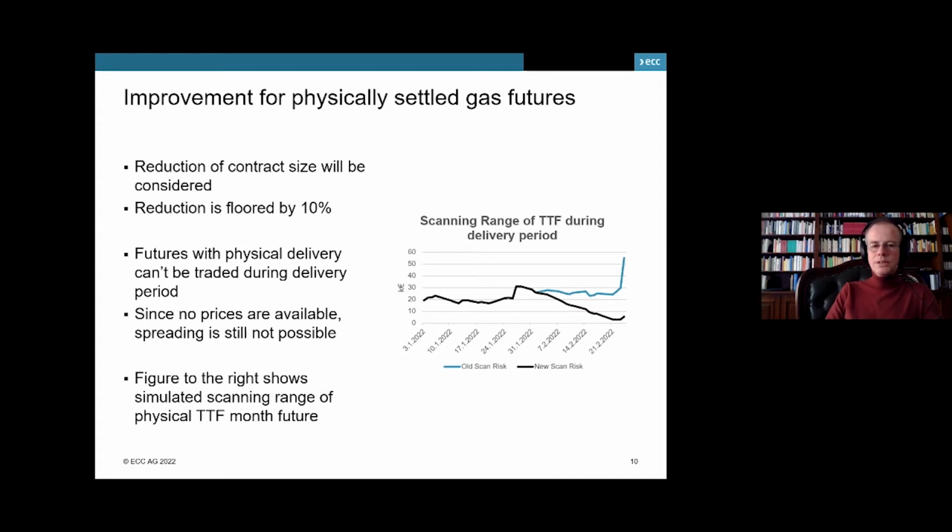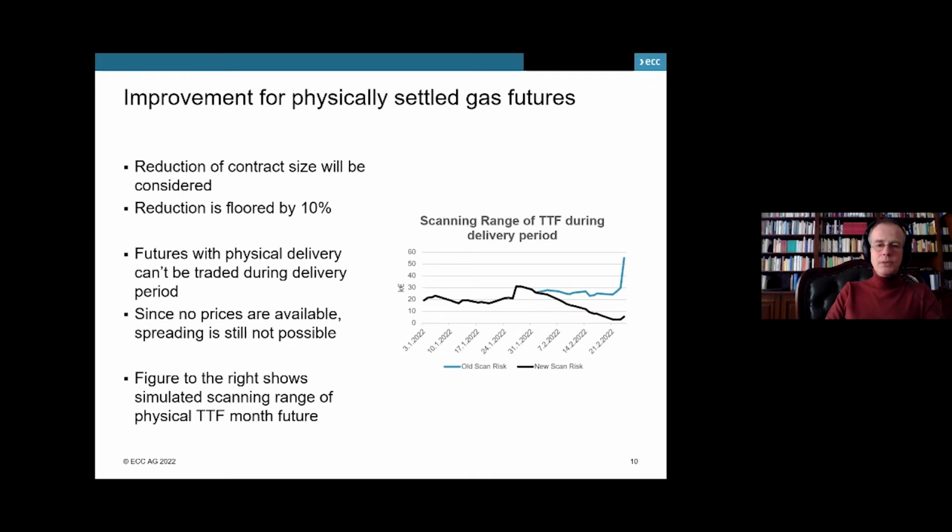So you can see here one single contracts on the right-hand side. The original scan was just about, the scanning range was about 20,000 euros, and now that's going down to a rather small amount in the new logic, which is shown on the black line. The blue line shows the old scan risk.